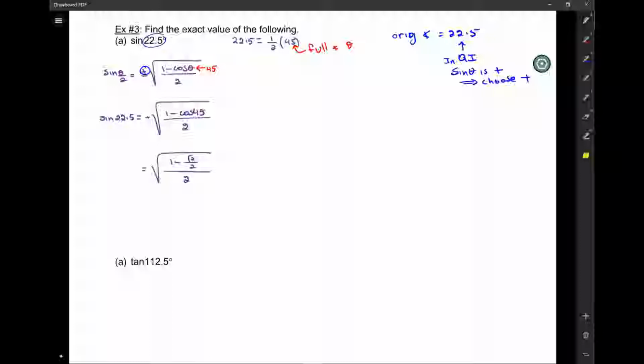In the other class, people are asking me to use the rationalized version. What do you guys prefer? Rationalized. Okay, it's the same as 1 over root 2. Okay, I'll do it that way too for you.